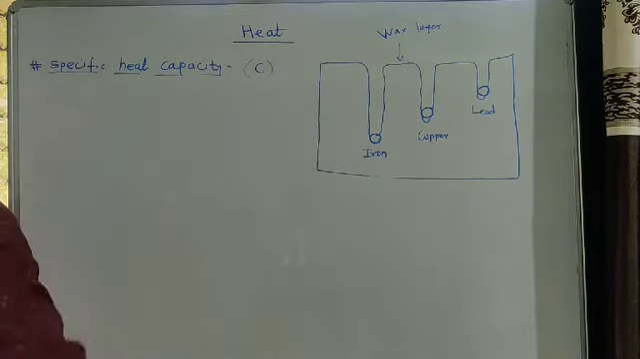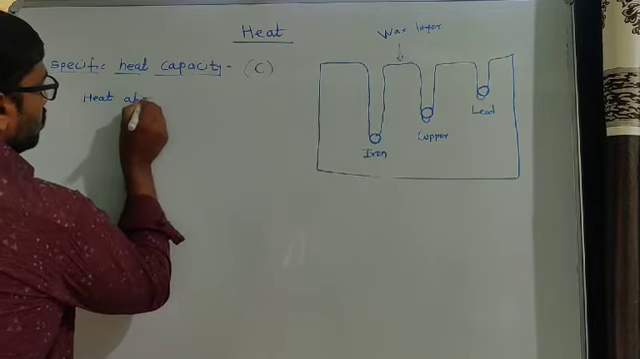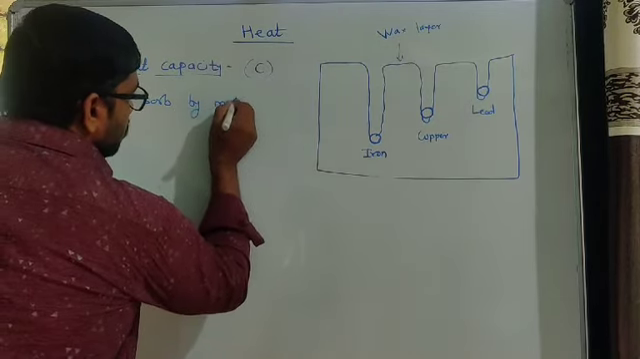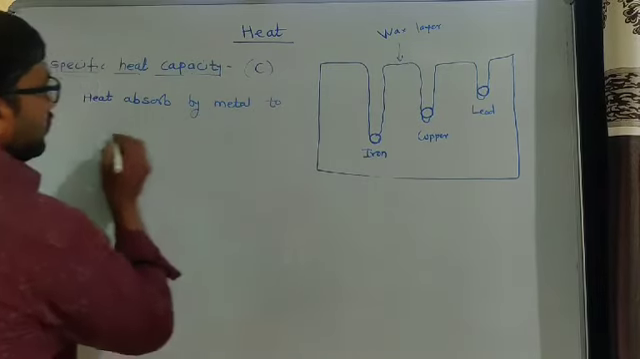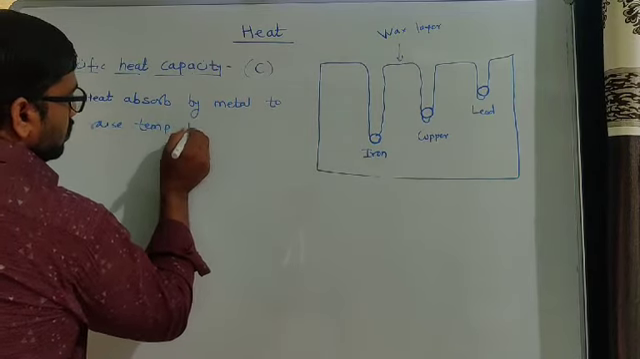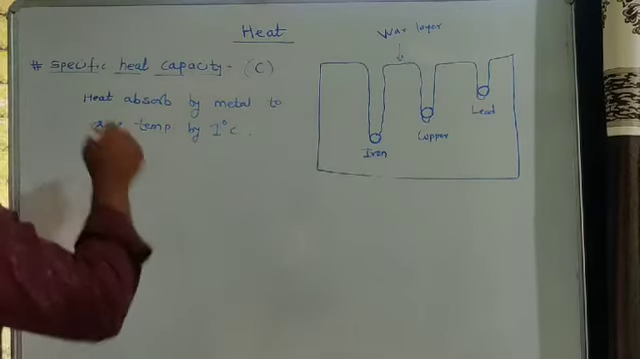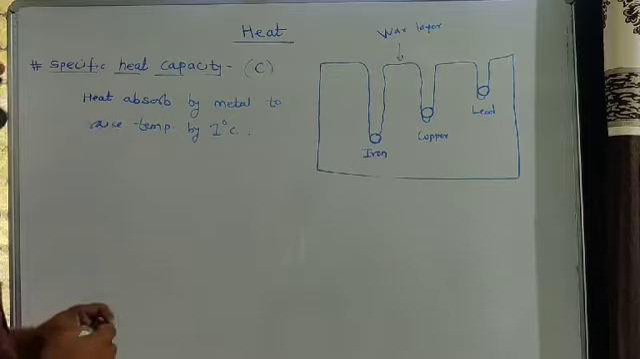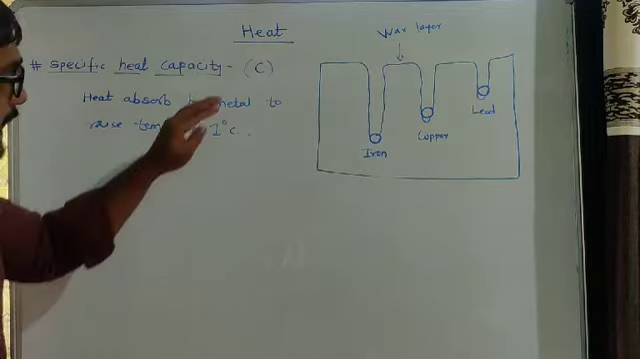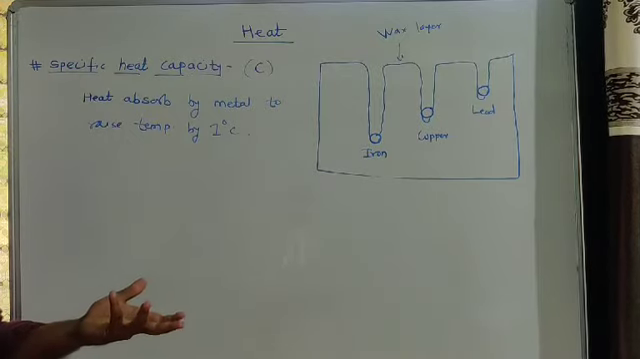Specific heat capacity means what? The heat absorbed by, say, a metal to raise its temperature by 1 degree Celsius. That heat is called the specific heat capacity of that particular metal. Here we are talking about metal as one particular condition, but the same may happen with any substance.